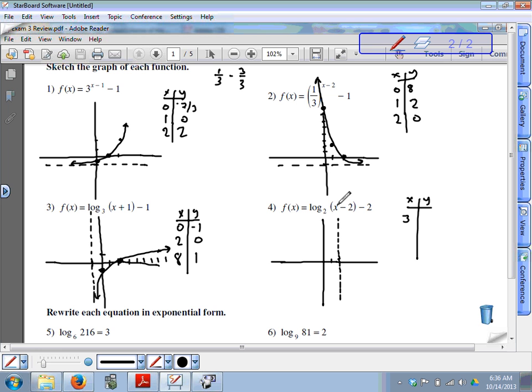3 minus 2 is 1. Log base 2 of 1 is 0. 0 minus 2 is negative 2. So 3 comma negative 2 is on the graph. We could choose a 4 for x. 4 minus 2 is 2. Log base 2 of 2 is 1. 1 minus 2 is negative 1.